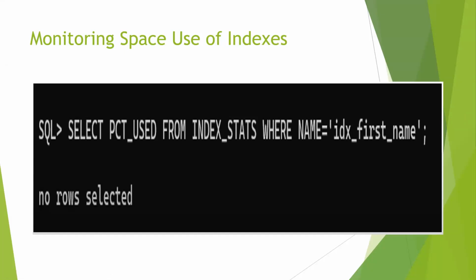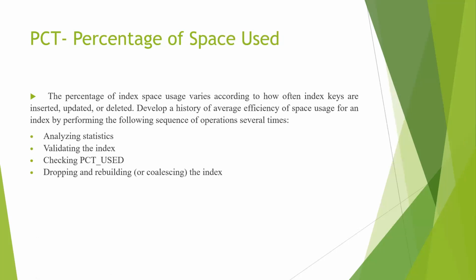So this condition filters the results to only include the rows where the index name is IDX_first_name, right? This allows us to retrieve the statistics specifically for the index with the name which we mentioned over here. But here you see again no rows are selected, maybe because it's not accessible. Okay, now let's further talk about the PCT, the percentage of the space used.